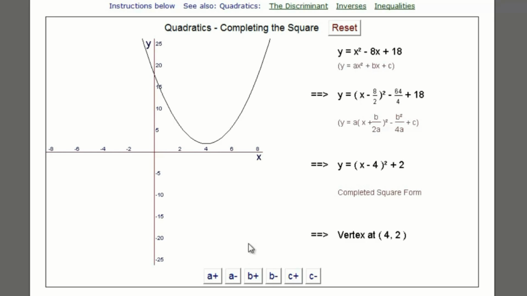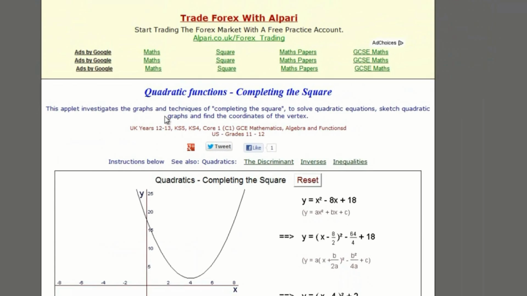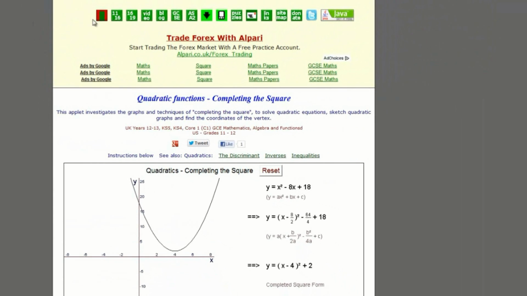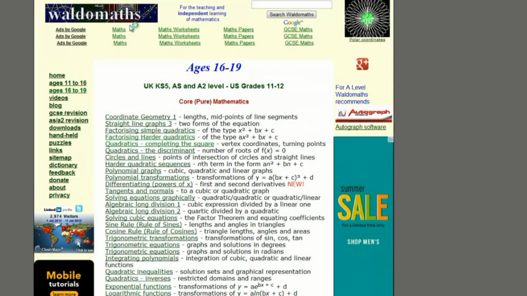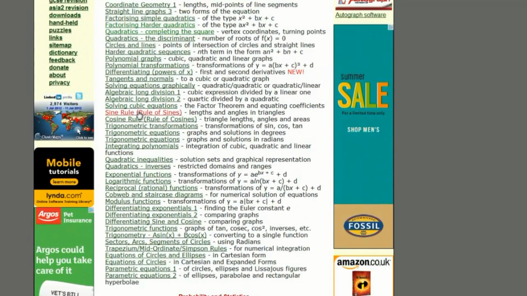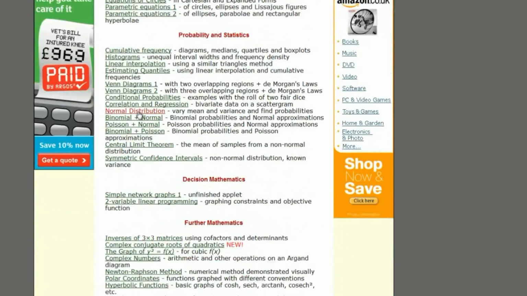Let me just show you from the main menu. There's an 11 to 16, that's for Key Stage 3 and some of GCSE. 16 to 19 obviously overlaps GCSE and A-level. So let's just pick that one because that's where this one was from. And you can see you get core work, you get probability and stats.